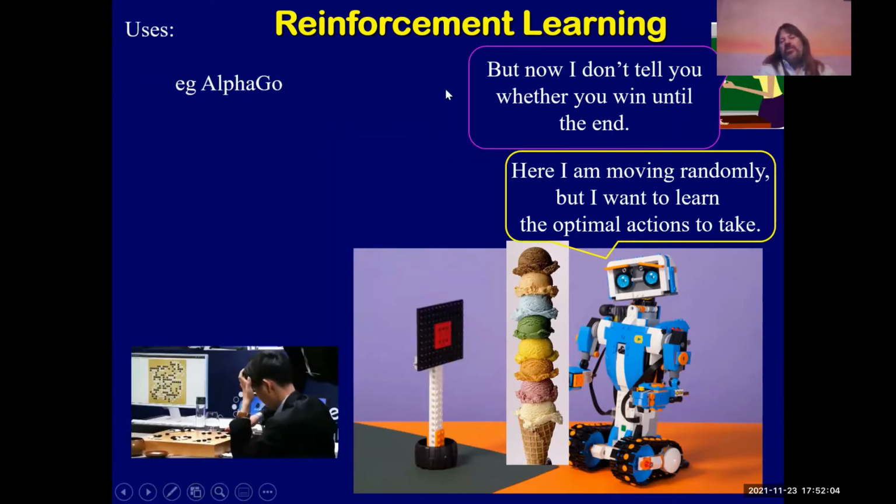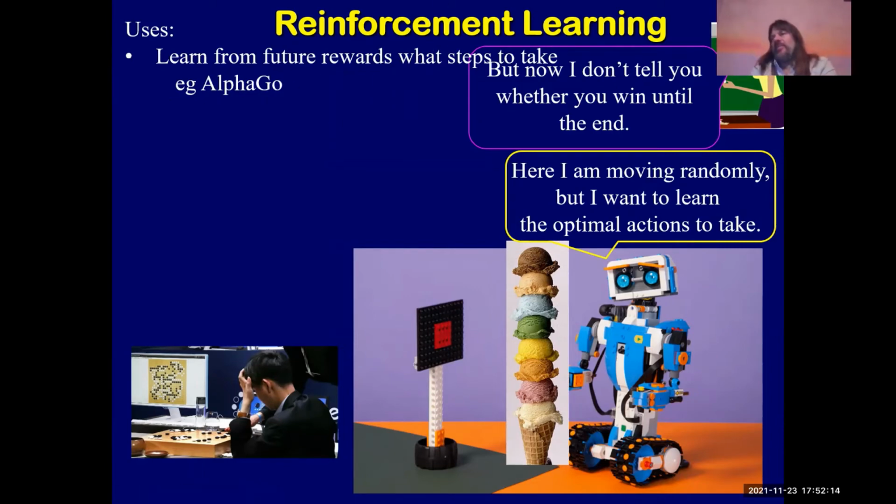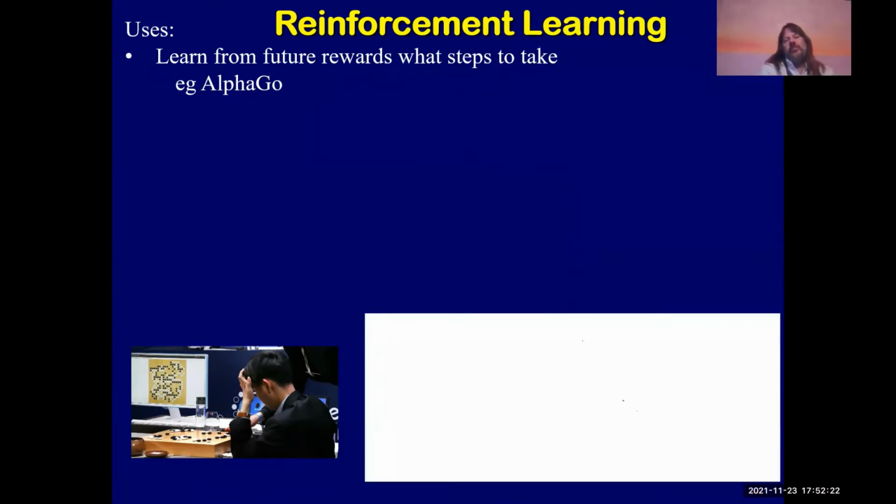So what are the uses of reinforcement learning? I guess I already told you about AlphaGo, but it's basically when the reward for what you're doing now doesn't come until much later, right? You can run and eat ice cream, run and sleep, but you only get rewarded when you get to the ice cream. All right, so we can do this exactly like through time as we did before.